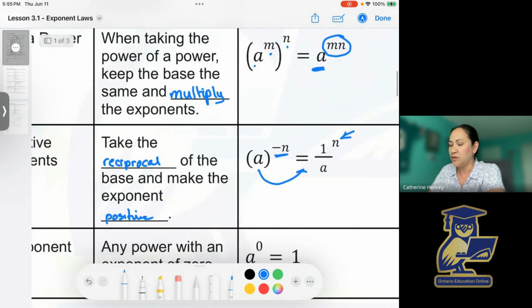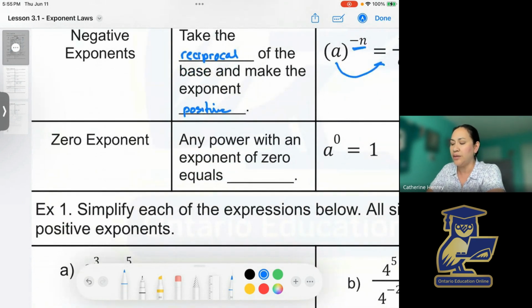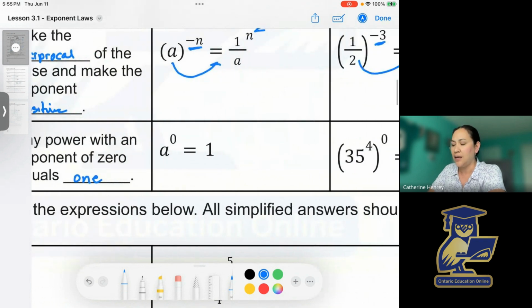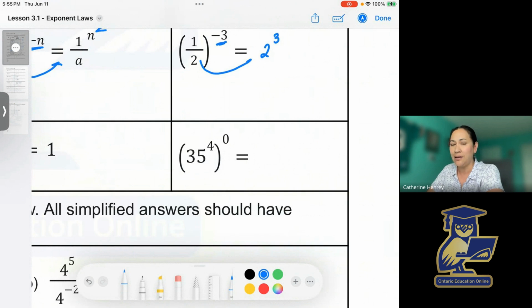And the last one that we'll take a look at is called the zero exponent. And basically, that's just a law that any power with an exponent of 0 always equals 1. So anytime you raise anything to the power of 0, it's always going to equal 1. So algebraically, we have here a to the power of 0, and that equals 1. And so with my numerical example, I just wanted, again, to reiterate anything to the power of 0 is always 1. So even if we have 35 to the power of 4, because we're raising all that to the power of 0, this is still equal to 1.